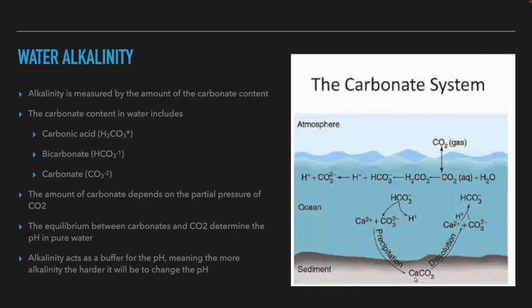The main factor influencing how much carbonate is dissolved in the water is CO2 pressure on the water. The equilibrium between CO2 and carbonate determines the pH in pure water. Alkalinity is important to brewers because it works as a buffer for the pH, meaning the more alkalinity, the harder it will be for the brewer to change the pH of the brewing water.